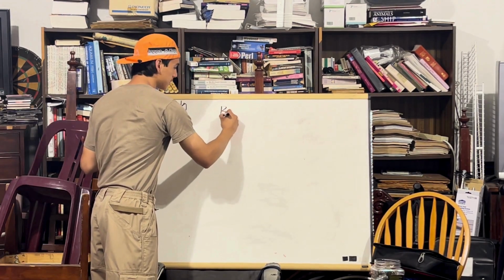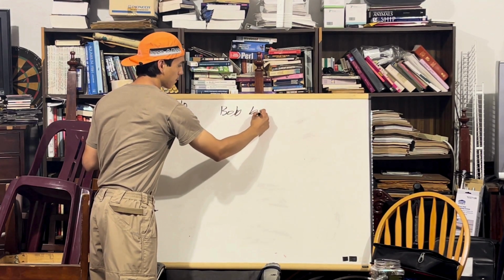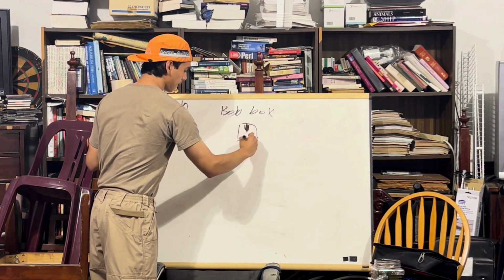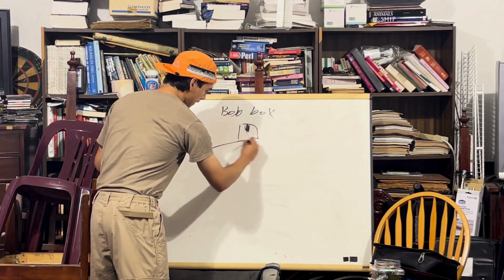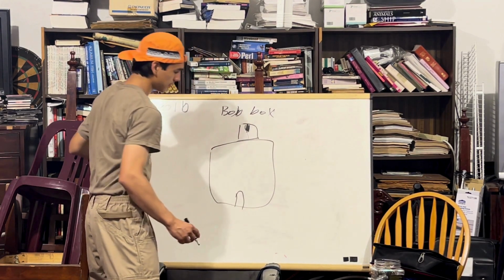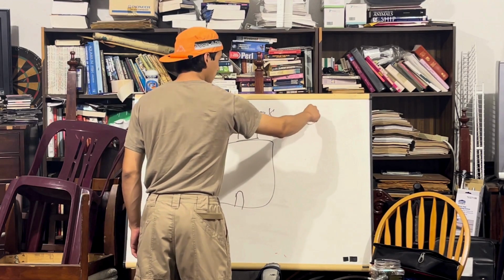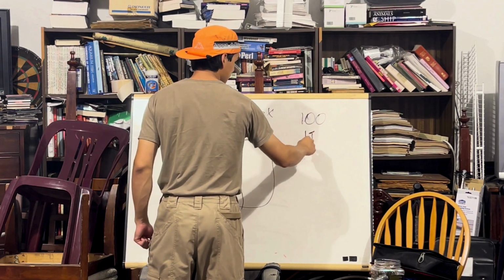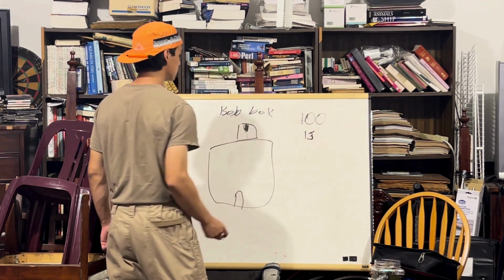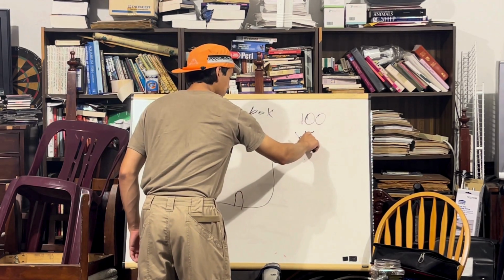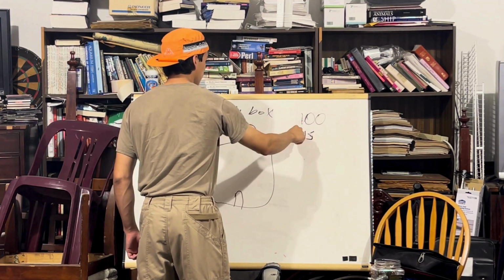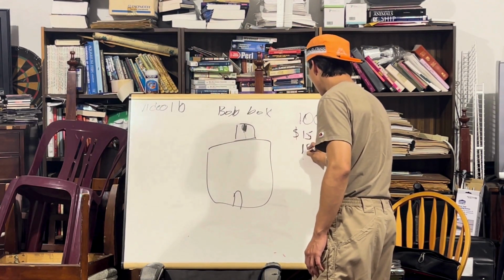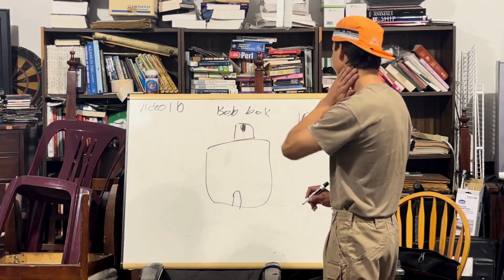So you have Bob's boxes, right? You know, this is his factory. And let's say Bob employs 100 people, right? He's paying them each $15. That's a pot. $15. Right? So that means his total employment cost per hour is $1,500.